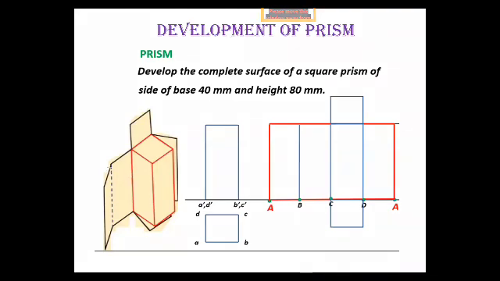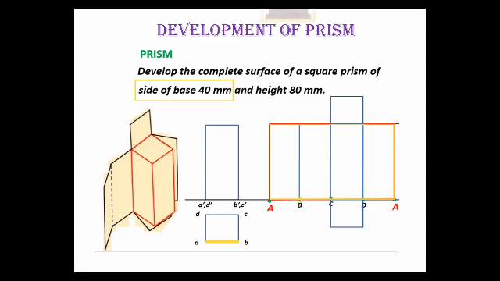So, developing the prism means we have to cut it from one side, and after opening it in clockwise direction, we get a rectangular shape like this. Just take the distance from the top view, for example the A to B distance. Take the A to B distance over here. For example, if the side of base is 40 mm, then the A to B distance in the top view is 40 mm. We have to take it over here.